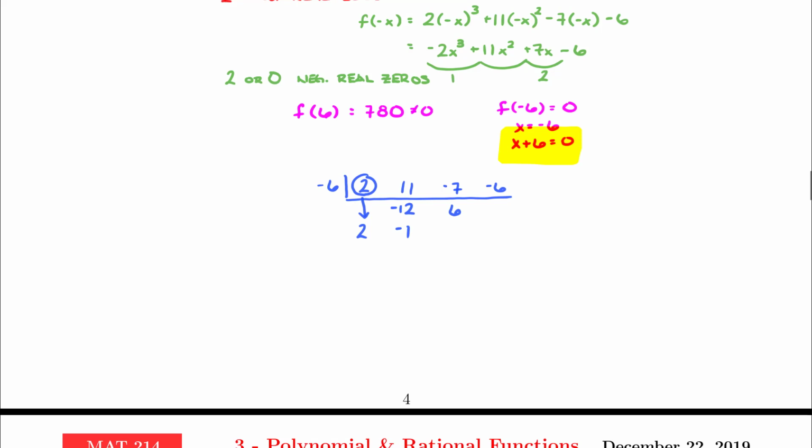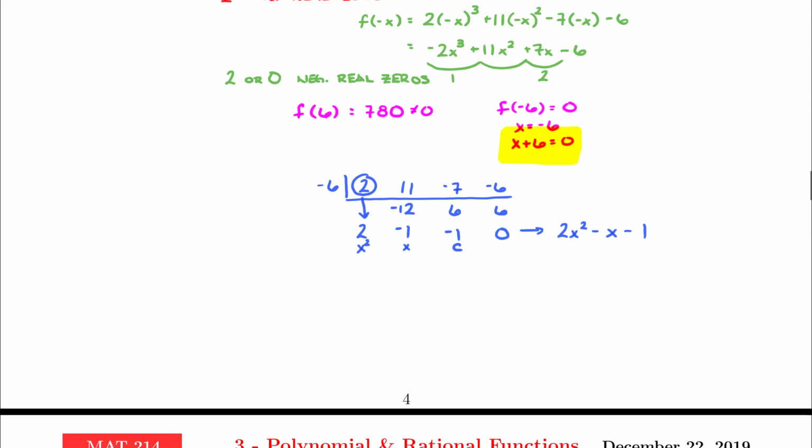Negative 7 plus 6 is negative 1. Negative 6 times negative 1 is positive 6. Negative 6 plus 6 is 0. And we're finished with the synthetic division. What this does, as I've mentioned before, is leave us with what we call a depressed equation. We started out with x cubed as our highest degree. So now we have x squared, x, and a constant. So we have generated a new polynomial of 2x squared minus x minus 1.